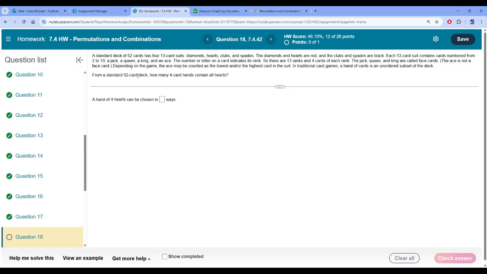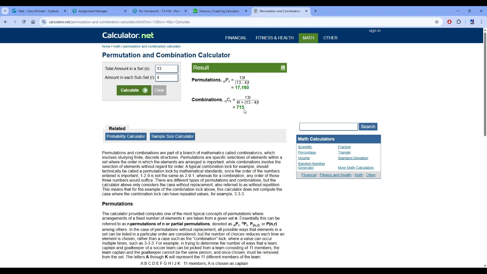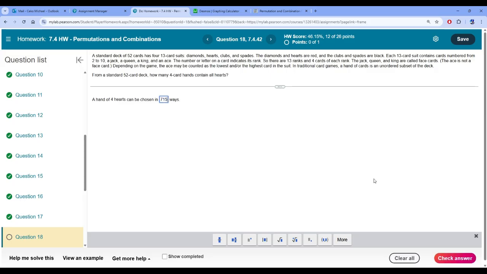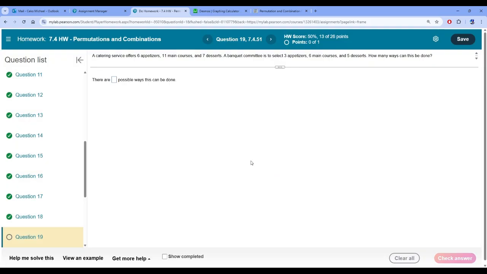Okay, from a standard deck, how many 4-card hands contain all hearts? Well, how many hearts are there? 13. So I have 13 cards to pick from, and I need 4 of them. Now it doesn't matter. There's 715. 715 different ways that I can get all hearts.